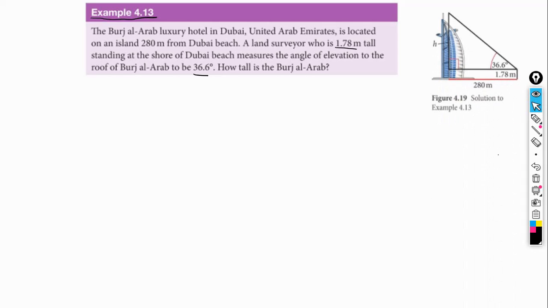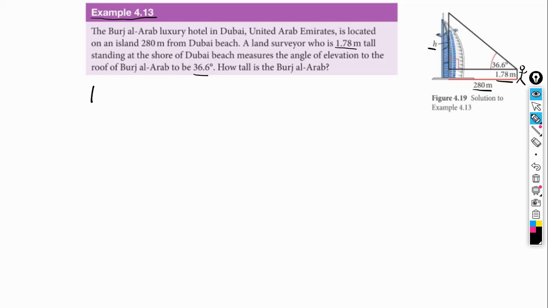So for this, we're going to use a drawing. Now the person would be standing here, the surveyor, and this is the building. Notice that the person is 280 meters away from the building, standing on the beach. And we also have to take into account the person's height, the 1.78 meters. So since what we want to find is the height, and we have the angle, and we have the base, that means that we would need to use tangent, right?